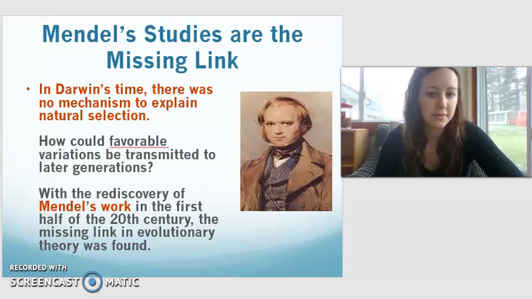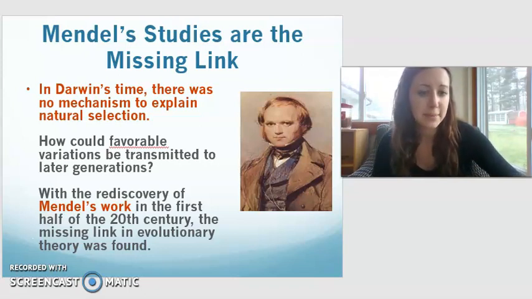The main critique of Darwin's work is: this is all fine and dandy, but how is this happening? How could favorable variations be passed on to future generations? There was just a missing link there. That part didn't make sense. They understood that more favorable traits are better for these organisms, but it still doesn't make sense how this is happening.